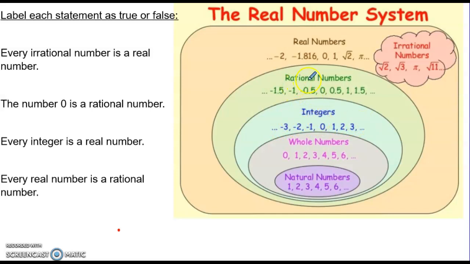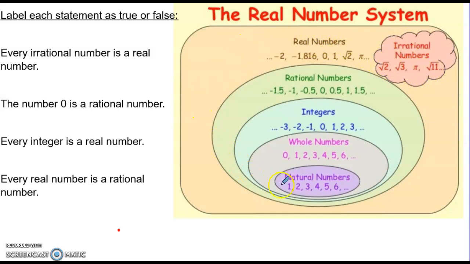After integers, we get into rational numbers, and these can be fractions and decimals. So when you have rational numbers, you can also have fractions and decimals. The thing about rational numbers is if it's a decimal, it has to end or repeat. And then you go over here to irrational numbers. Irrational numbers are decimals that do not end and they do not repeat.